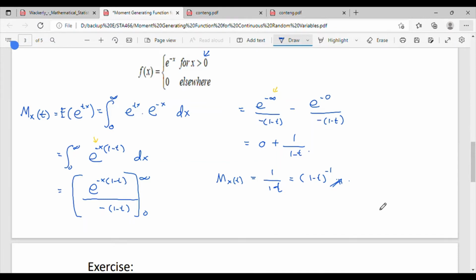Alright, so that is the way how you find the MGF for a continuous random variable. It depends on whether the function is complicated or not. If your function is not an exponential function, there is no problem, it's easy to just integrate that function. So if it involves an exponential, you should do it like this.